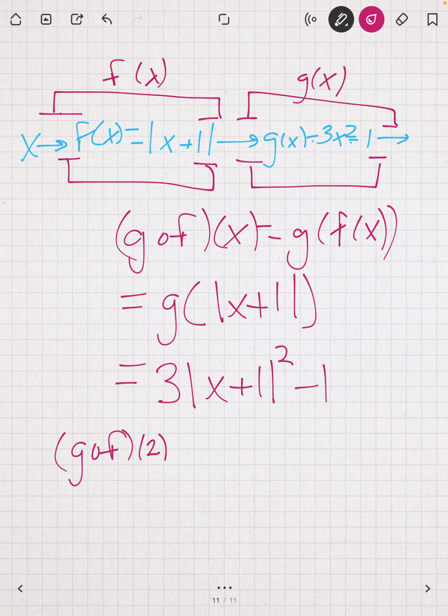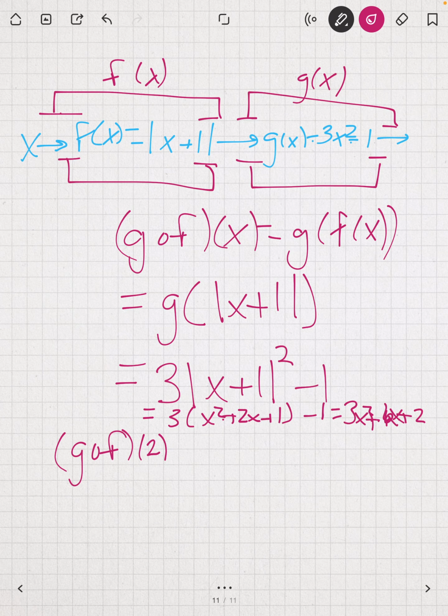Right, because if we want to, we could go 3x squared plus 2x plus 1 minus 1, and simplify that as 3x squared plus 6x plus 2. But we'll leave it like that.